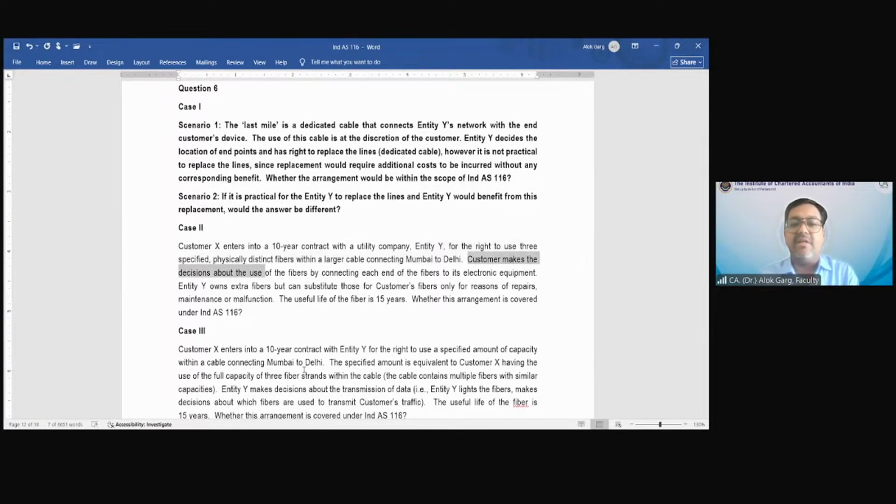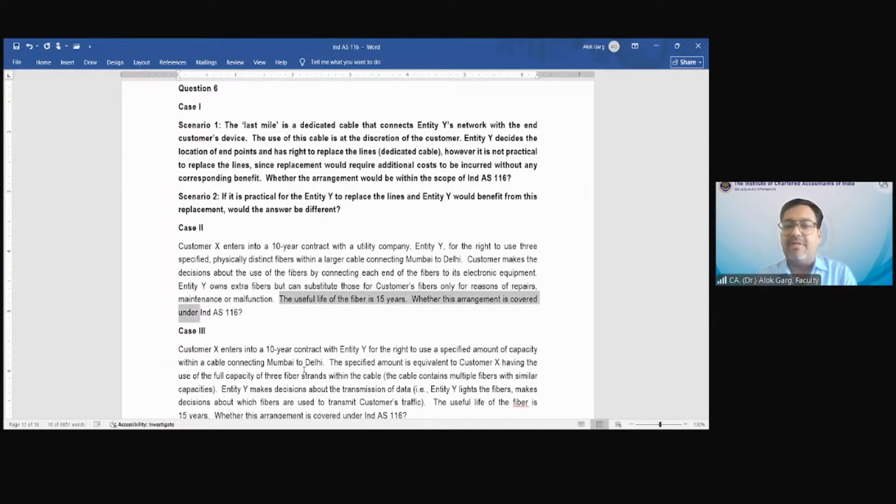Customer makes the decision about the use of the fiber by connecting each end of the fibers to its electronic equipment. Who is taking the decision of use? Customer X. Entity Y owns extra fibers but can substitute those for customer fiber only for reason of repair, maintenance or malfunction. So the owner, the lessor, has extra fiber, right? And the lessor can replace only in the need of repair, maintenance or malfunction. Means it is more like protective, right? It is not benefiting the lessor.